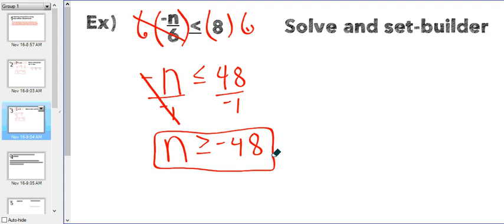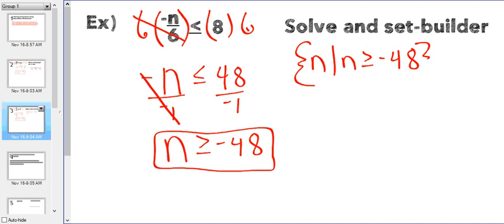A little practice or a little recall on set builder. Remember, that's your squiggly parenthesis. That means the set of all real numbers. Our variable is n. The criteria are such that n is greater than or equal to -48, and close up my set of numbers. So my variable is n, and as long as n is bigger than or equal to -48, that's a solution for me.